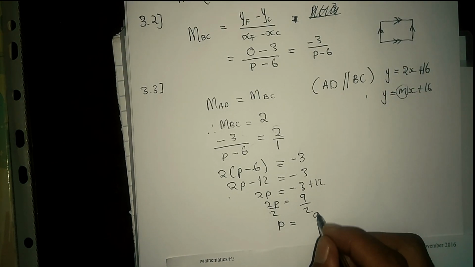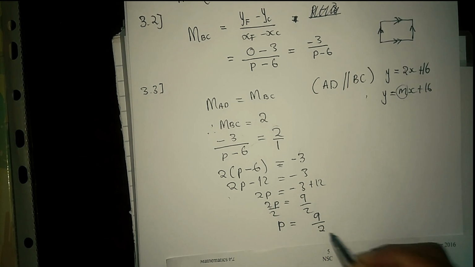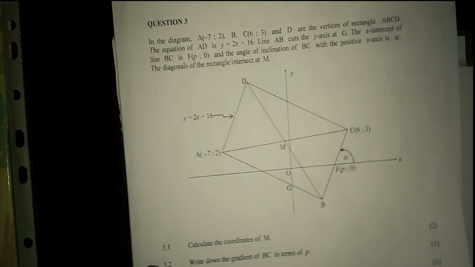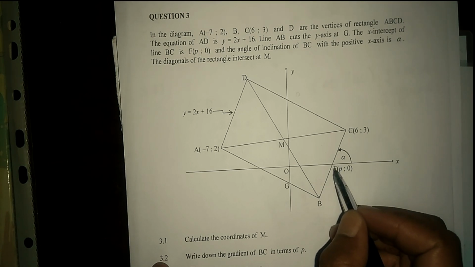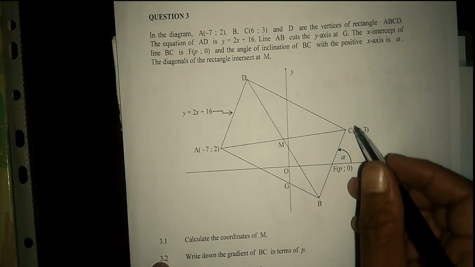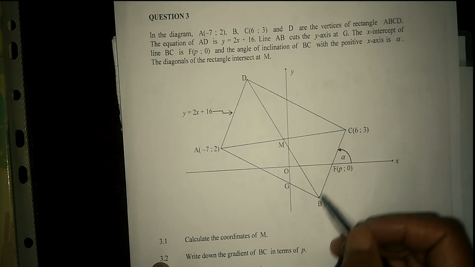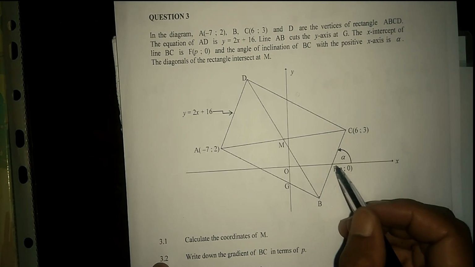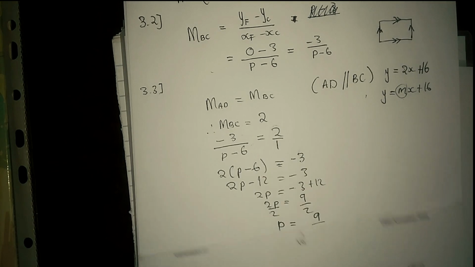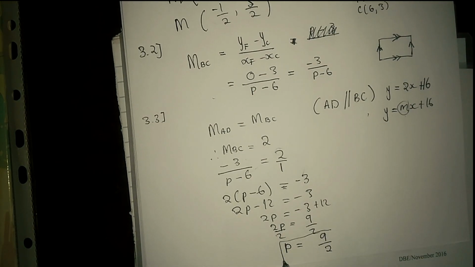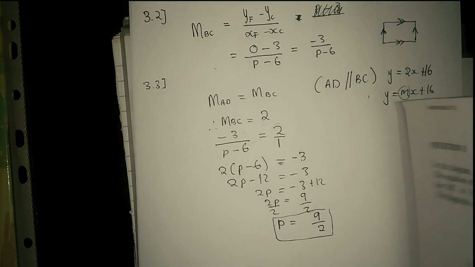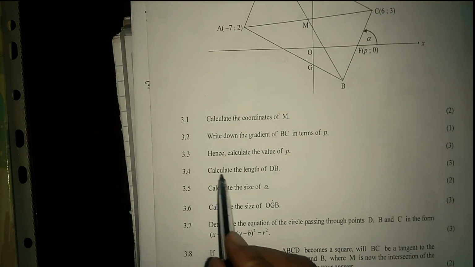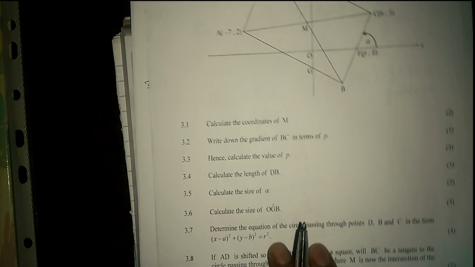P is equal to 9 over 2. Is that true? Yes. The answer must be positive because the x-intercept is at BC, and P must be positive. So the answer is P equal to 9 over 2. So 3.4, calculate the length DB.